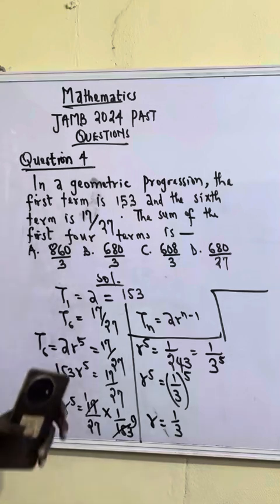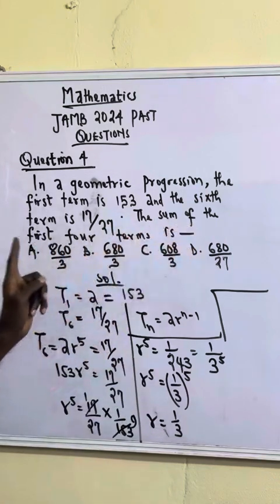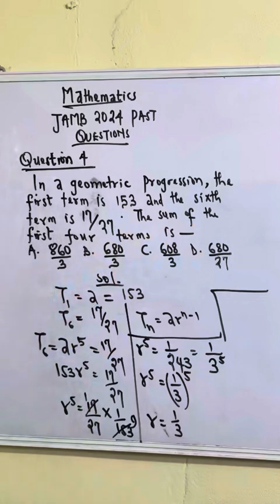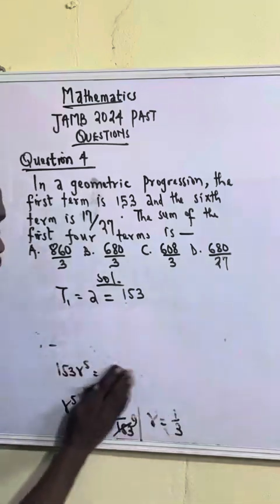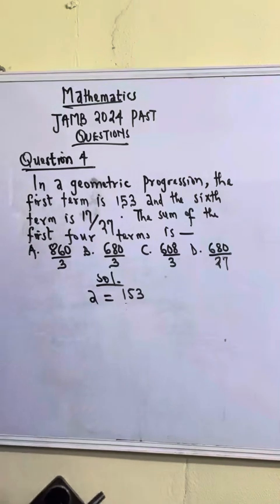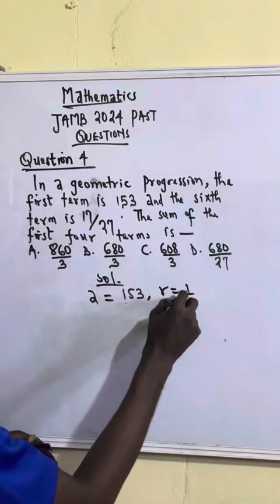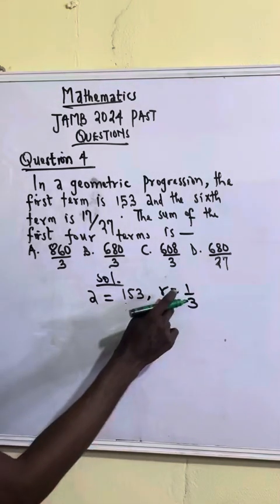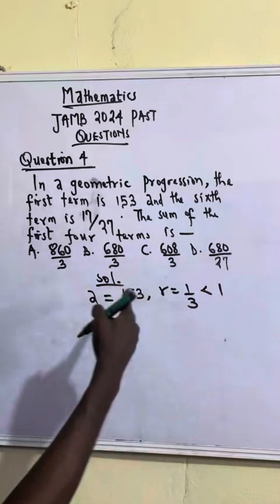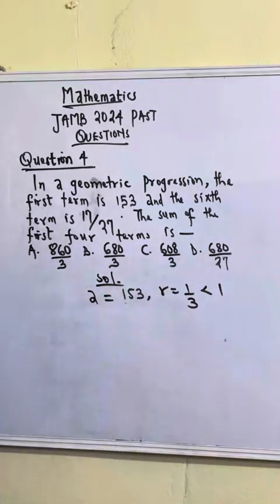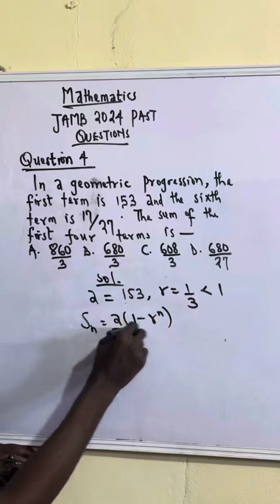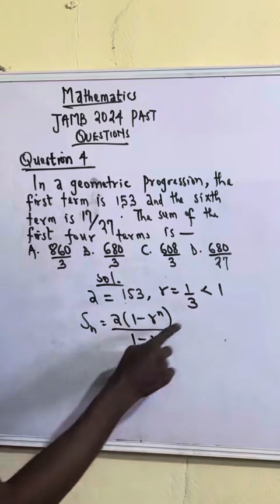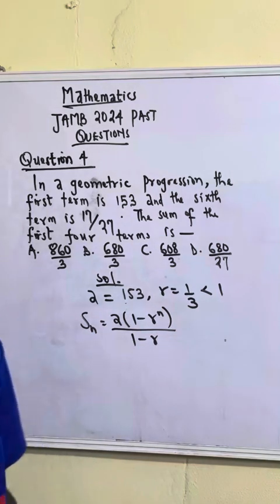From there, I can now use these two things to get the sum of the first 4 terms of the series. So let me clear this off. Don't forget, your R is 1 over 3 and your first term A is 153. You can see that the value of R is less than 1. So there is a formula we use anytime the absolute value of R is less than 1: S sub n equals A bracket 1 minus R raised to power n, all divided by 1 minus R.